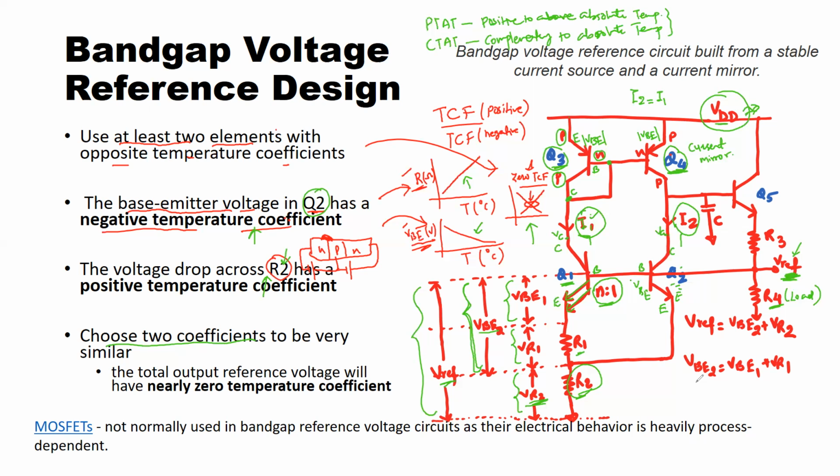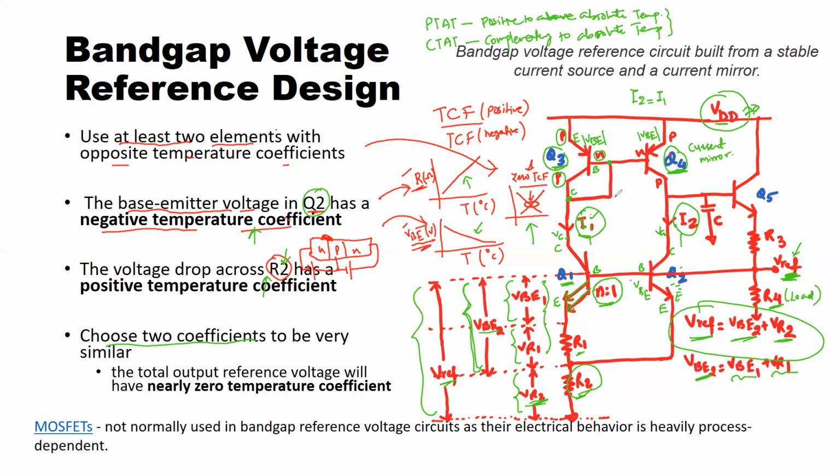So finally, we see that the V reference voltage is the sum of VBE2 and VR2, and they have opposite behavior with respect to temperature. And the sum of these two voltages right here will have, on the first order, a behavior independent of temperature. And that's what we expect.